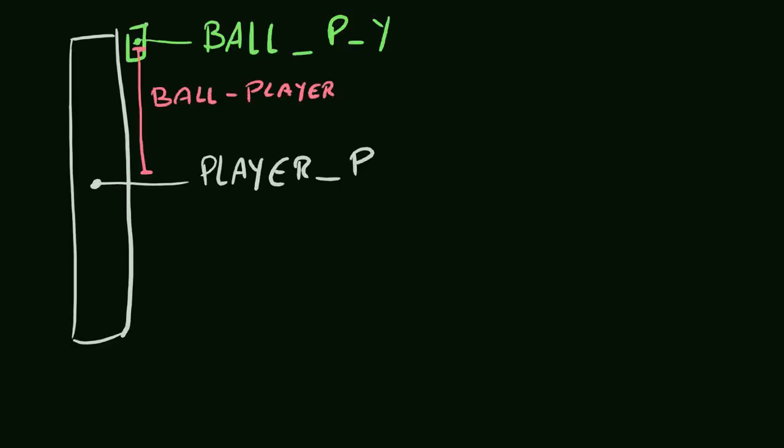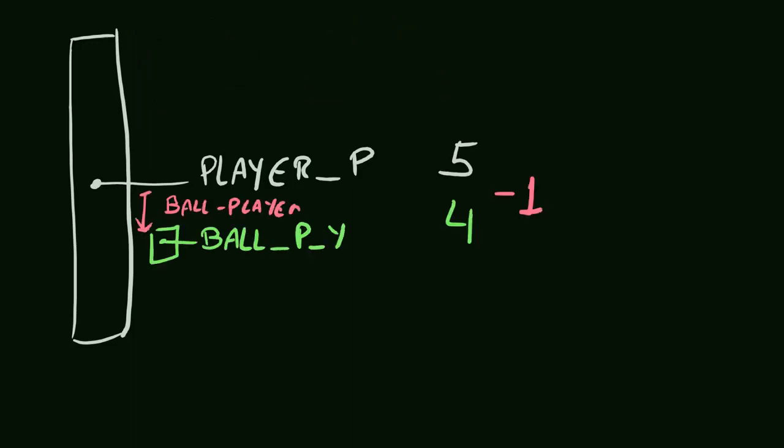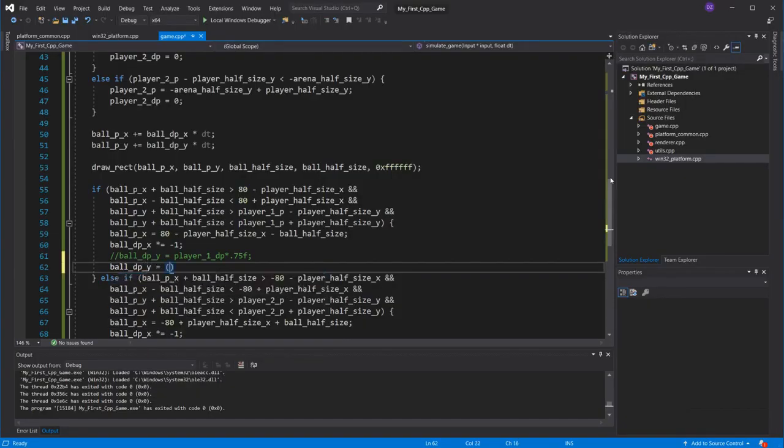Okay? So if we subtract the ball position with the player position, we have a value that shows how much up or down the ball is from the center of the player. We can just use this value directly. So I'll set the ball dpy to the subtraction.